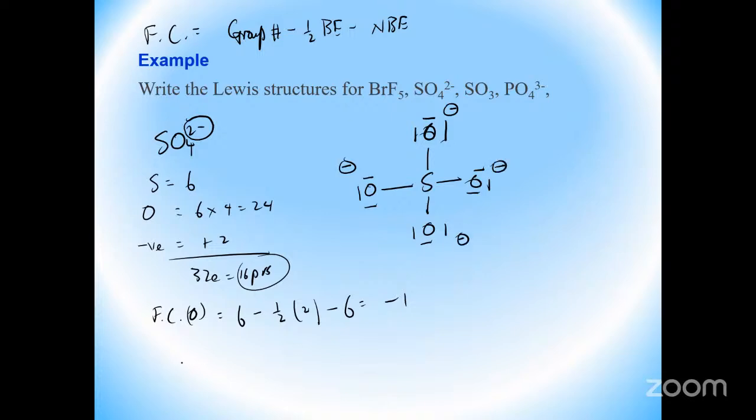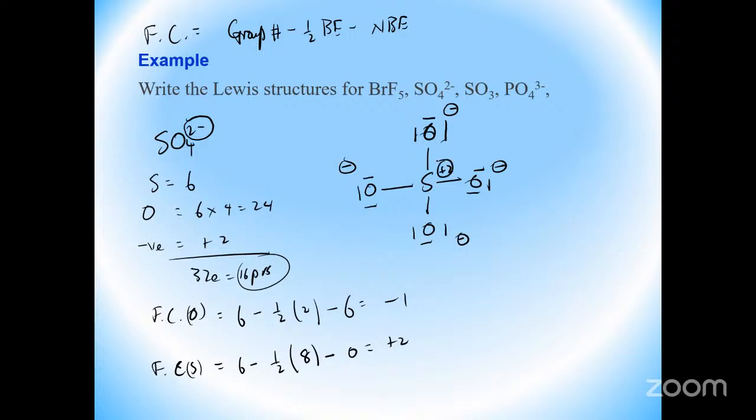All right? Okay, then we do the same thing for the sulfur. Formal charge of sulfur. What's the group number for sulfur? 6. 6 minus half the number of bonding electrons. How many bonding electrons are there? 8. Right. Minus the number of non-bonding electrons, which is what? Okay, so that gives you a grand total of 6 minus 4, which is 2. So the sulfur will have plus 2.